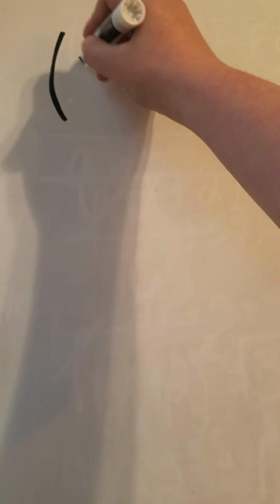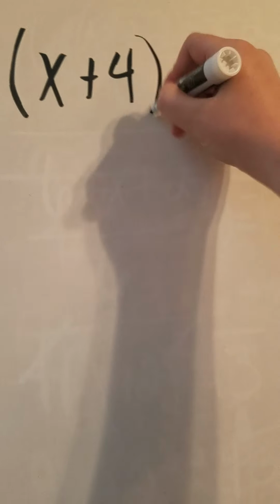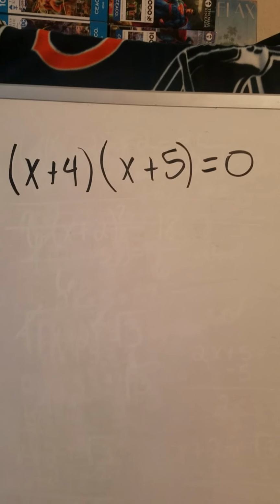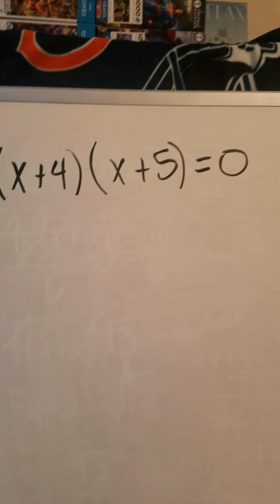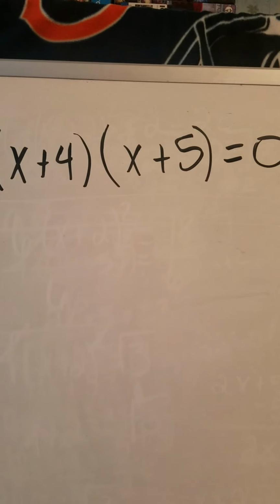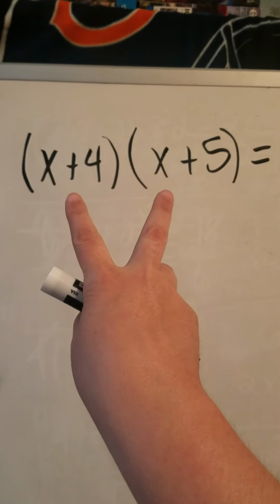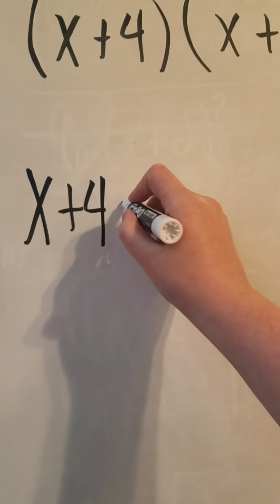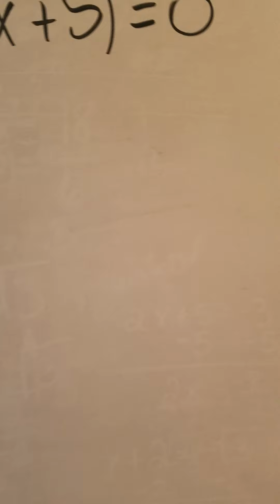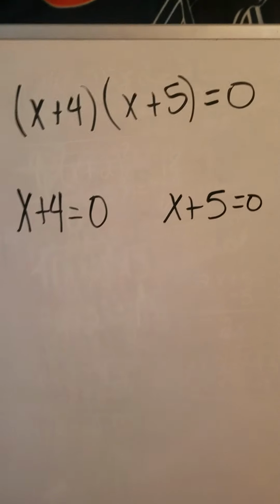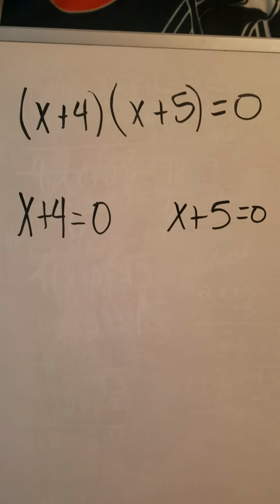So for example, I should have (x + 4)(x + 5) = 0. That right there is what it's going to look like if you are ready to start solving. If you have both factors and this is equal to 0, then you can go ahead and separate those two factors. What I mean by separate is you're going to put x + 4 = 0 and x + 5 = 0. If you need to, pause the video so you can write this down.